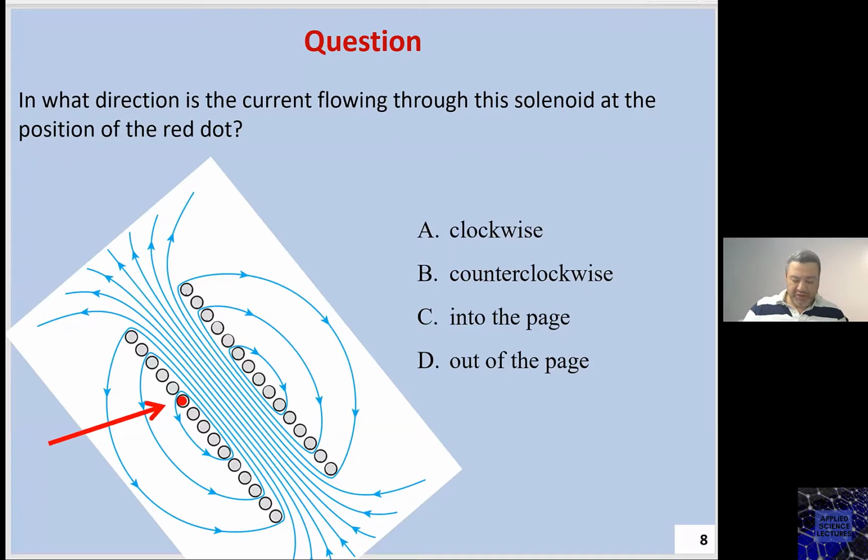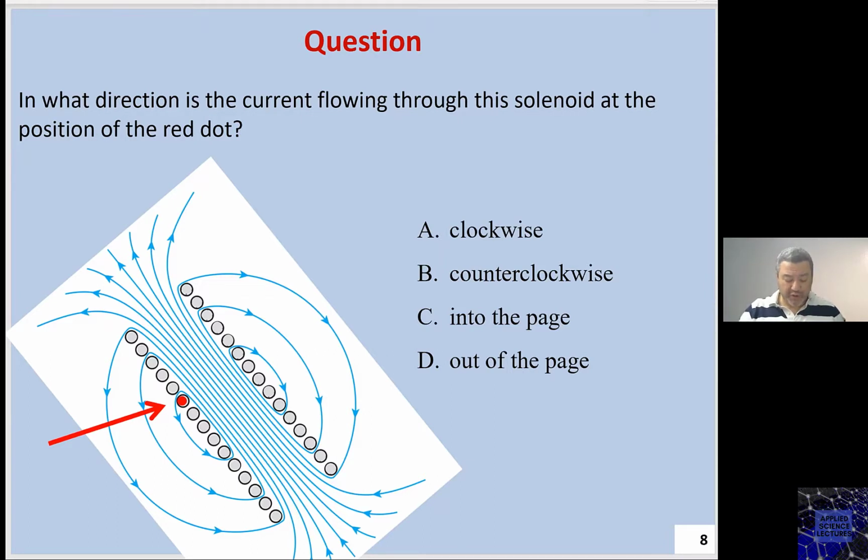So let's look at this question. Here we have a solenoid that has a magnetic field inside due to the passing of the current in this loop. Now the question is asking in what direction is the current flowing through this solenoid at the position of the red dot, which is this point. Now we can apply the right hand rule here. In this case, we will use the thumb for the component that is straight, and we will use the fingers for the component that is circulating.